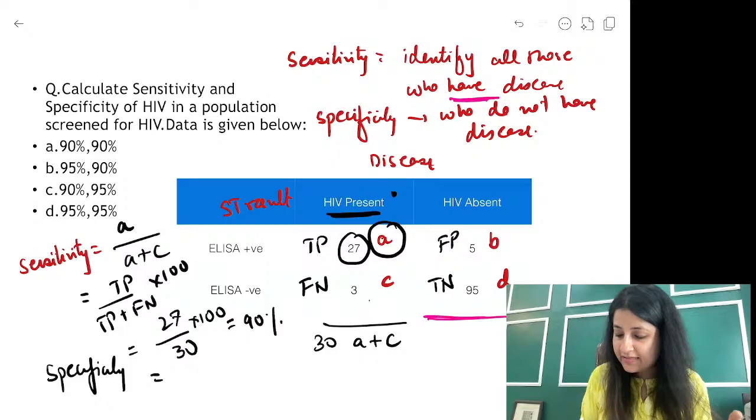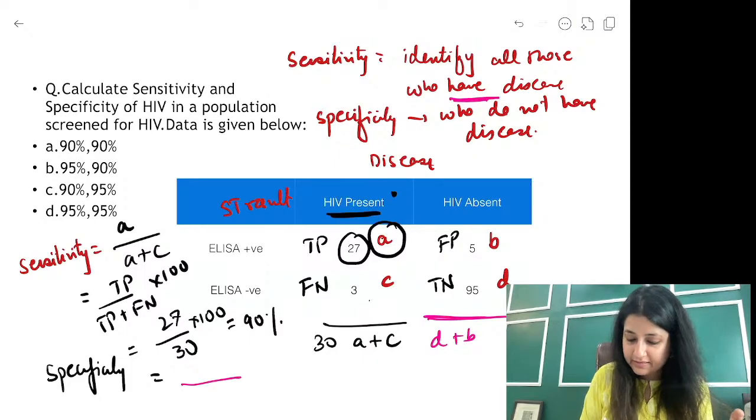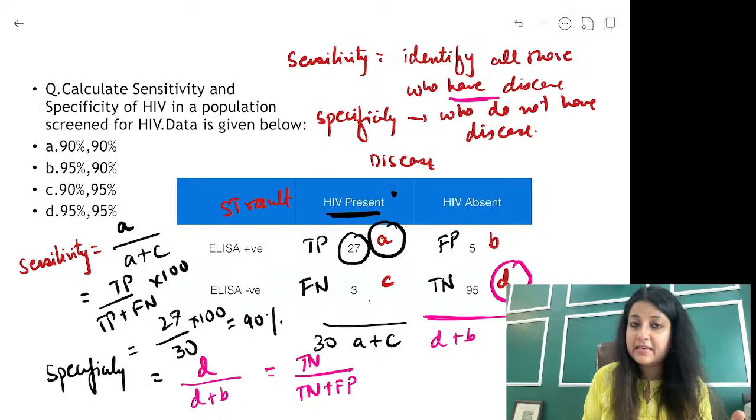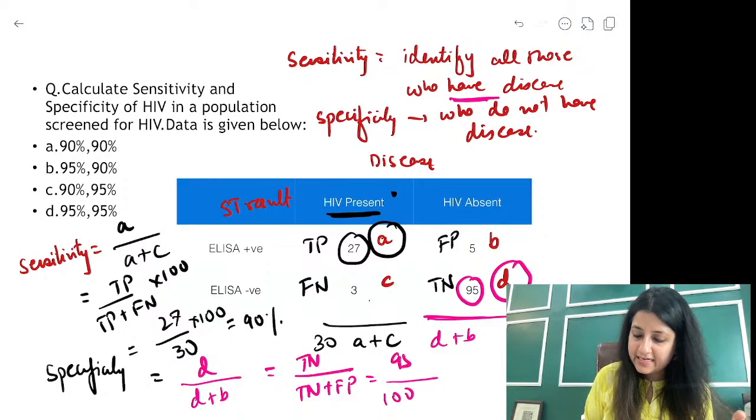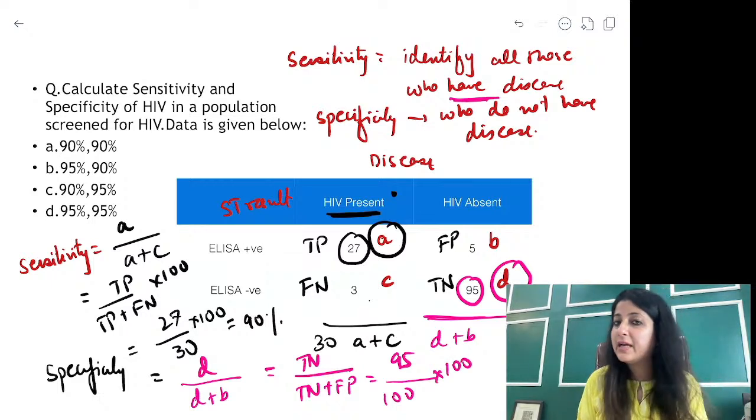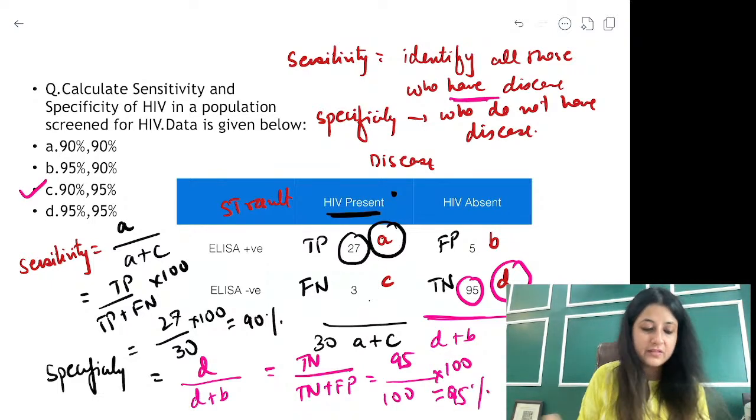So HIV is absent among D plus B. Okay, D plus B. Screening test correctly pointed out in D. That means TN plus FP. Out of that, TN. So now we know this value is given to us. 95 plus 5 is 100. We have to know 95. Obviously, we always multiply, so that comes out to be 95%. Your answer was this one.